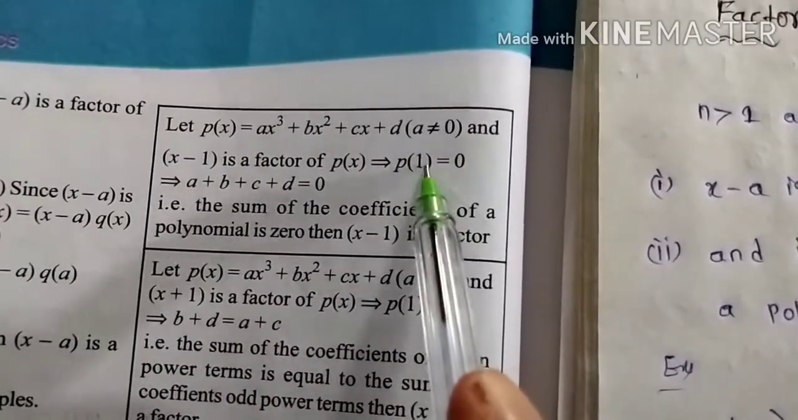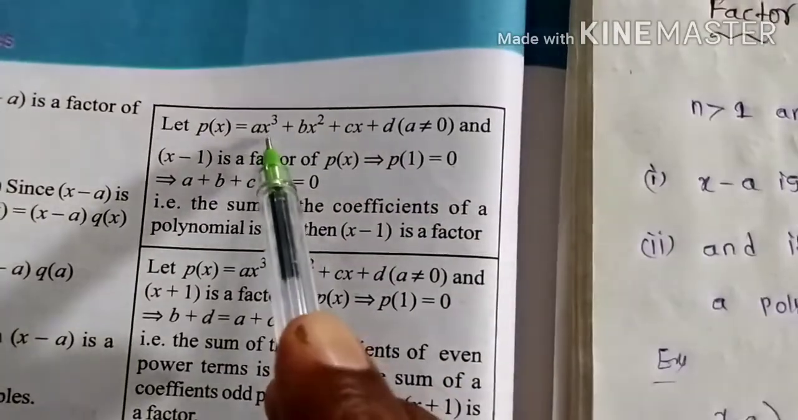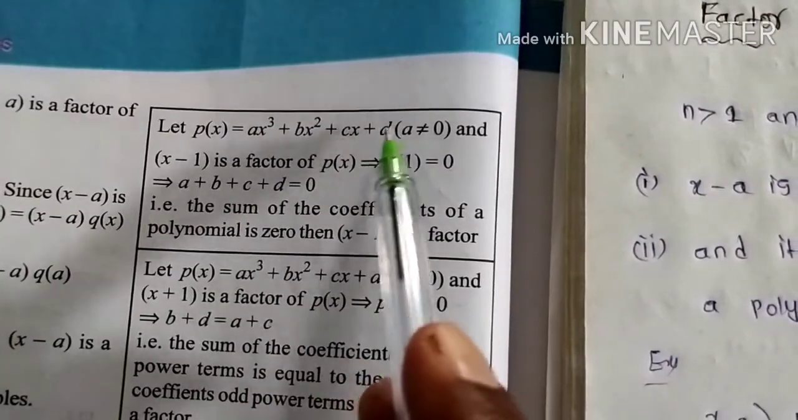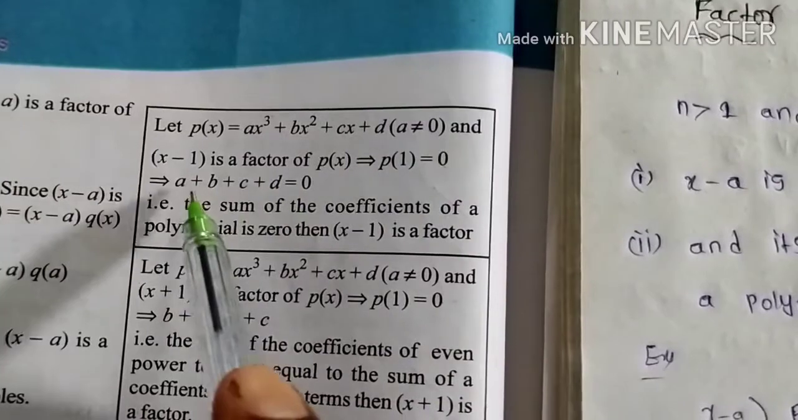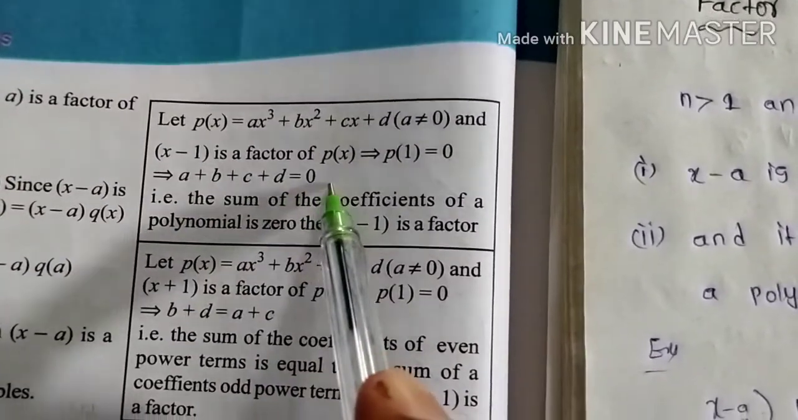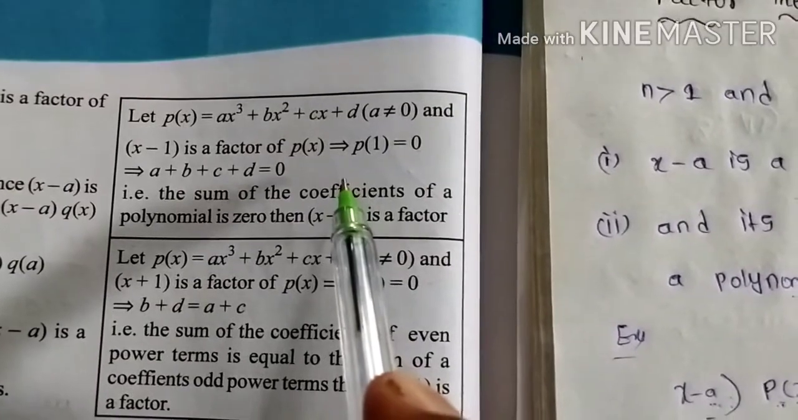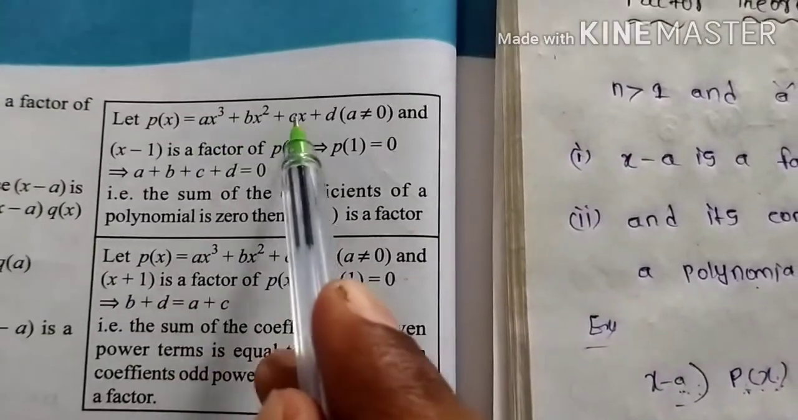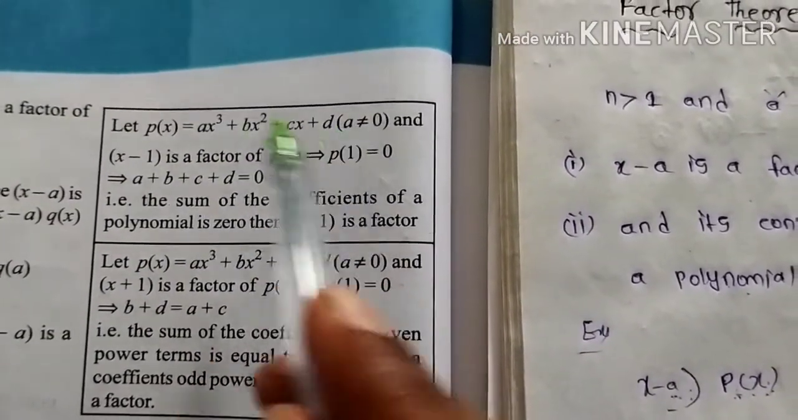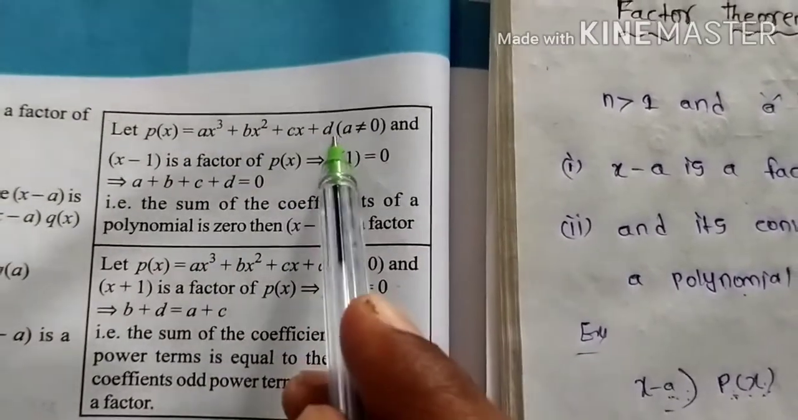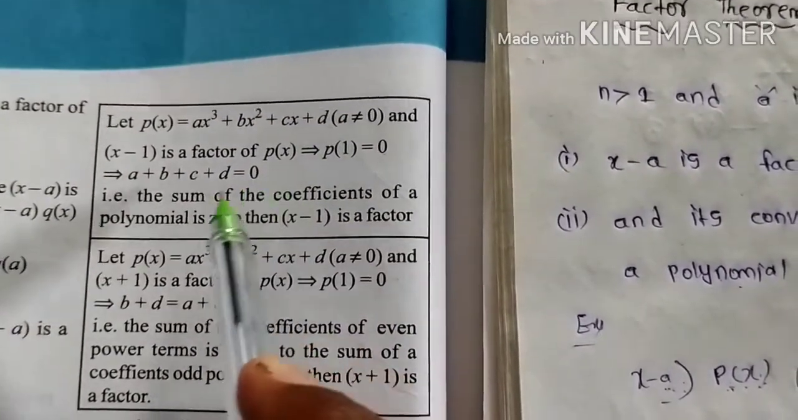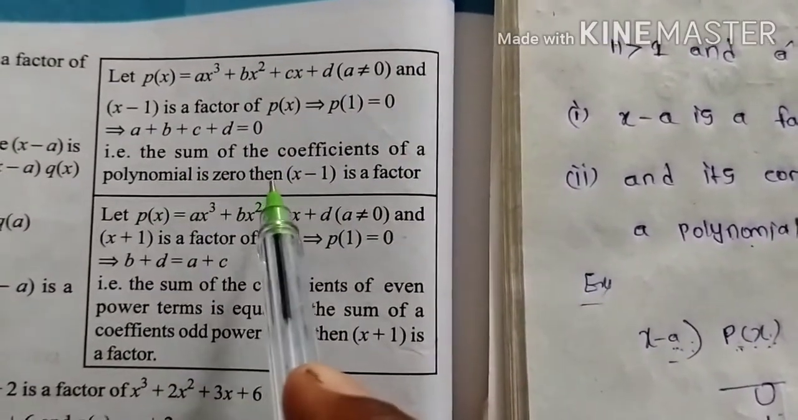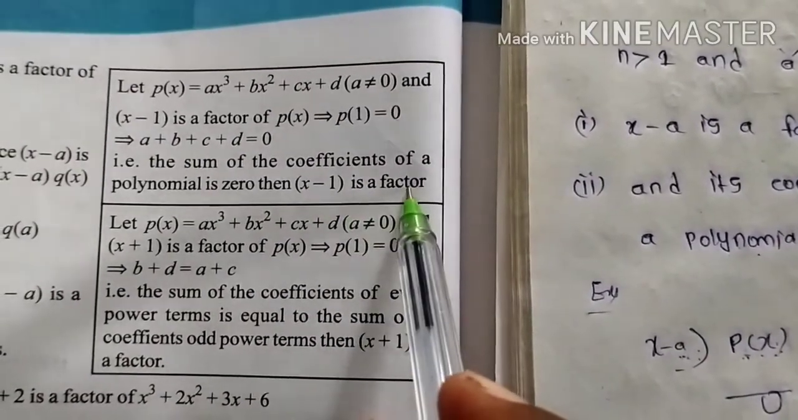If you substitute 1 instead of x, you will get a into 1 cube, which is a only, plus b into 1 square, which is b only, plus c into 1, which is c only, plus d only. That means a plus b plus c plus d is equal to 0. Whenever this kind of problem is given in objective questions, you can just check the coefficients. Check whether the sum of the coefficients is equal to 0 or not. If a plus b plus c plus d is equal to 0, that means the sum of the coefficients of the polynomial is 0, then x minus 1 is a factor.